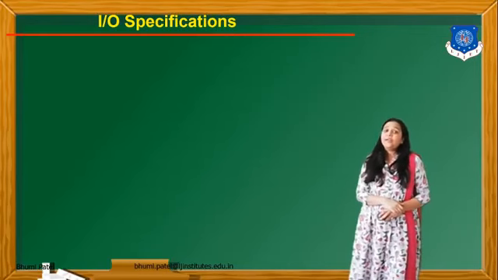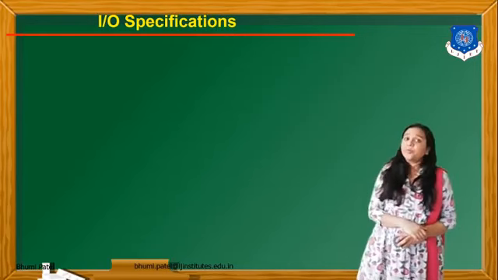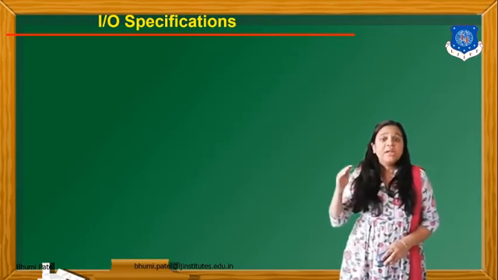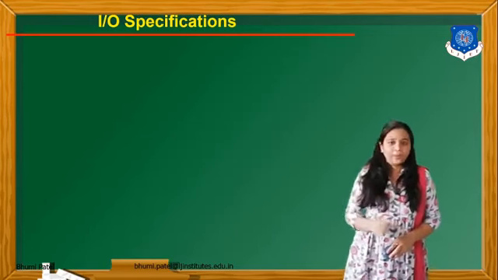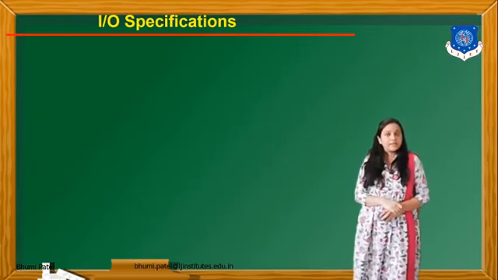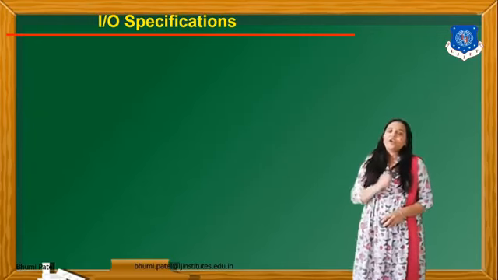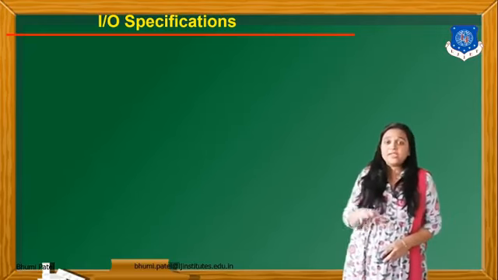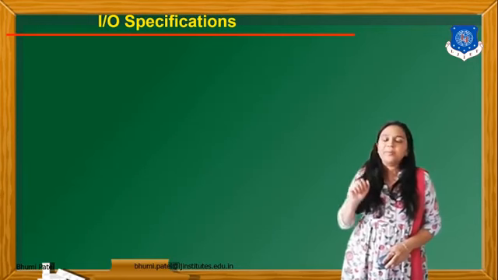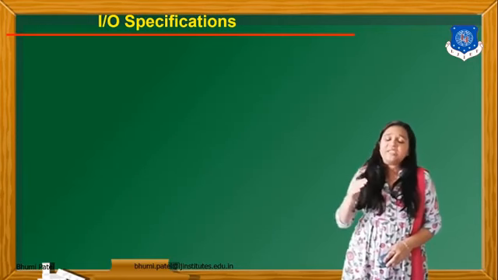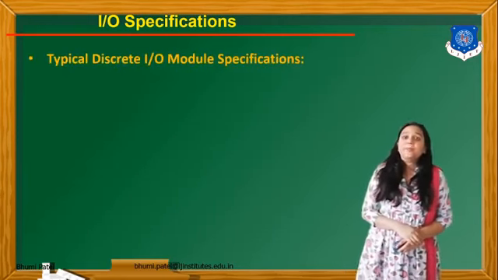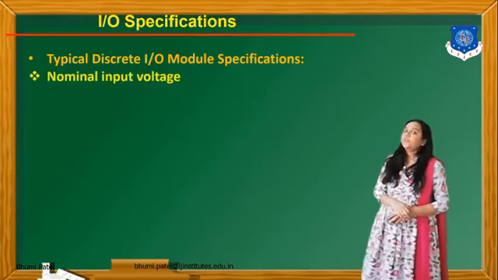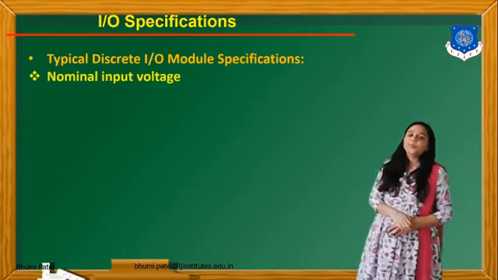Now whenever we deal with this special type of I/O module, they have a different type of specification in terms of input and output. Generally, the PLC uses a 5 volt or 12 volt DC supply, but whenever we connect this special module in the PLC with the PLC processor, the I/O specification is required. So typical discrete I/O module specification is given. The first one is the nominal input voltage.